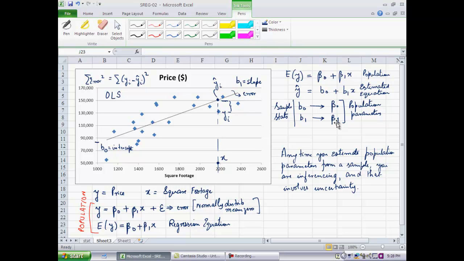And the diagnostics from Excel will help me understand how good of an inference I have, how good these numbers are that I got from the sample. So in the next video segment, we'll actually run the regression and see how Excel generates the output for the equation, and we'll try and interpret the diagnostics.